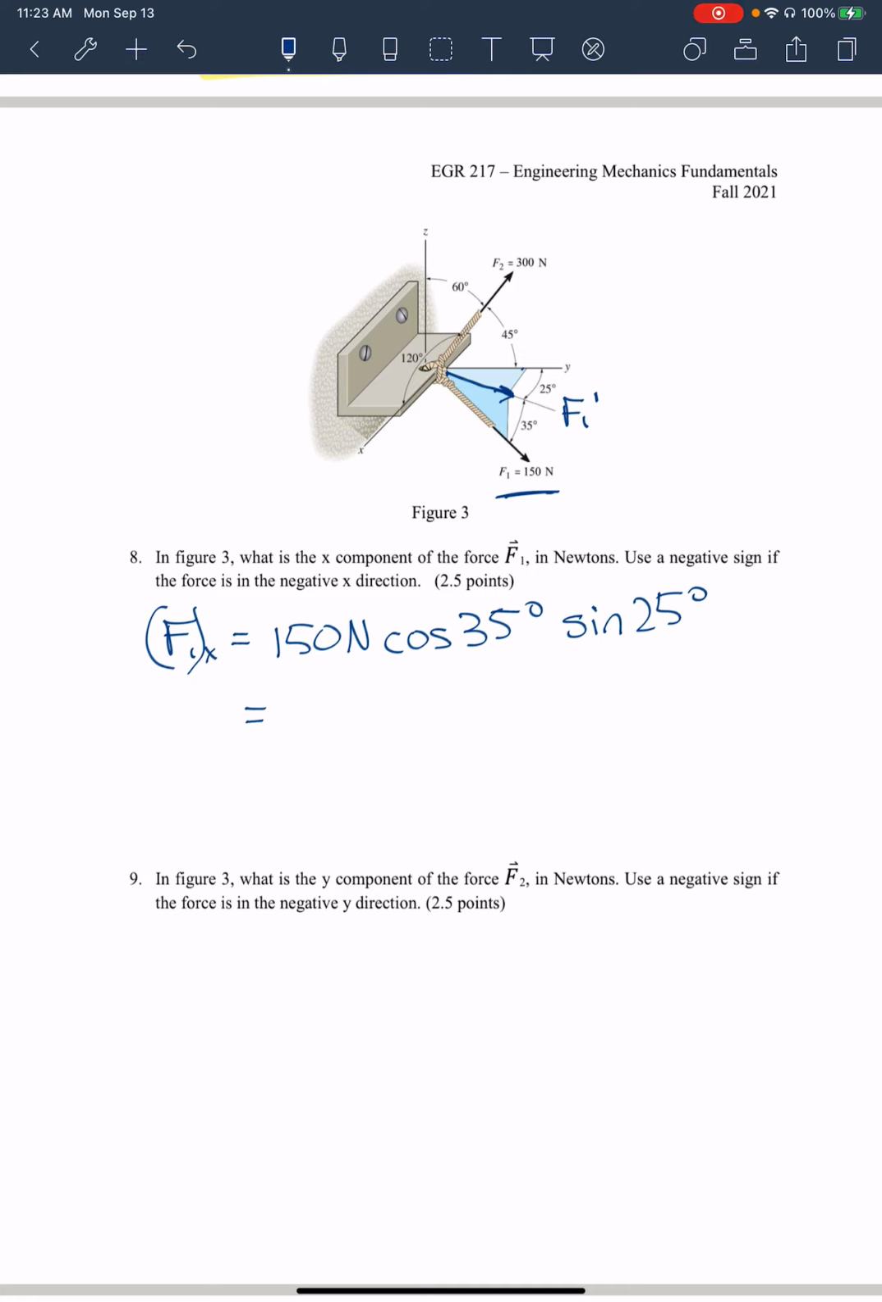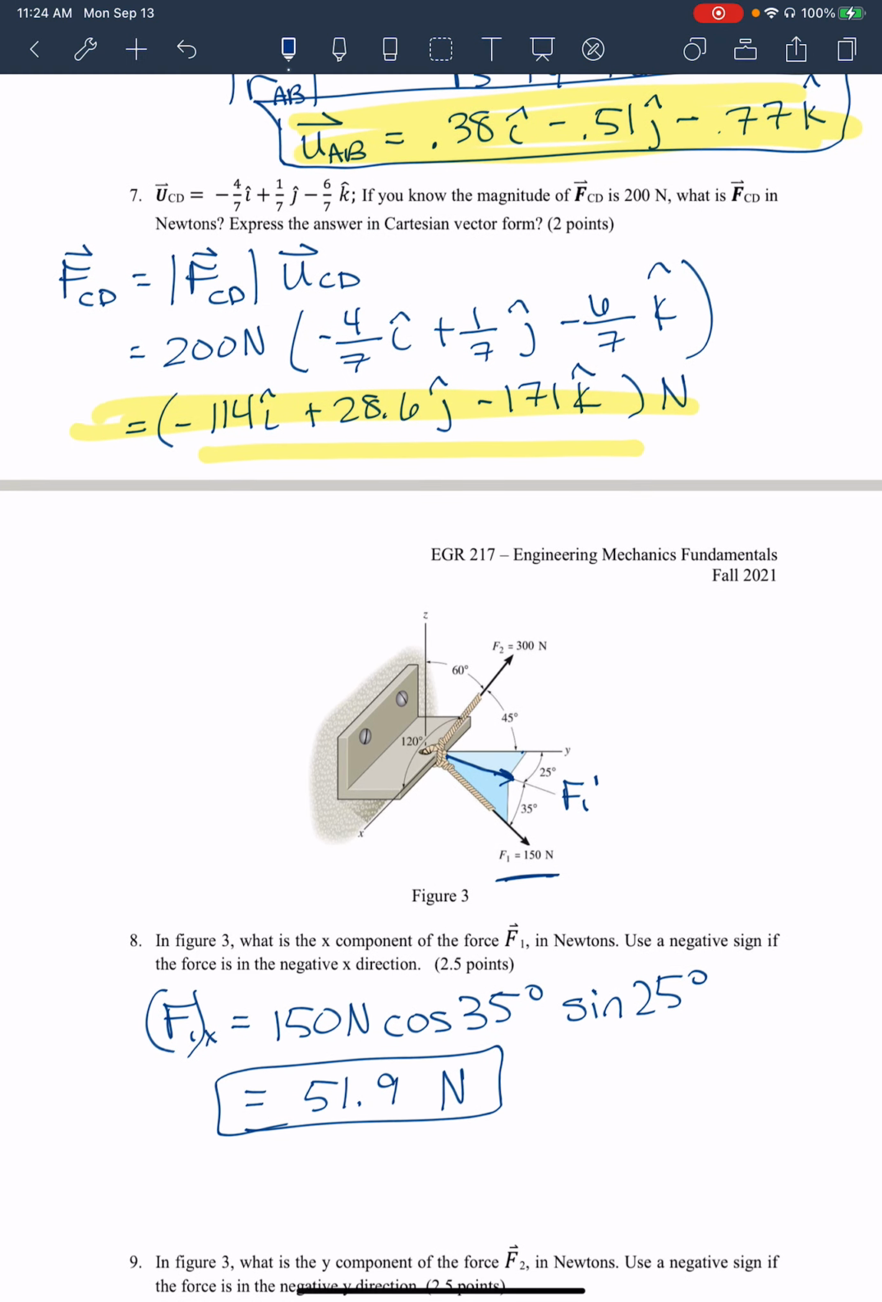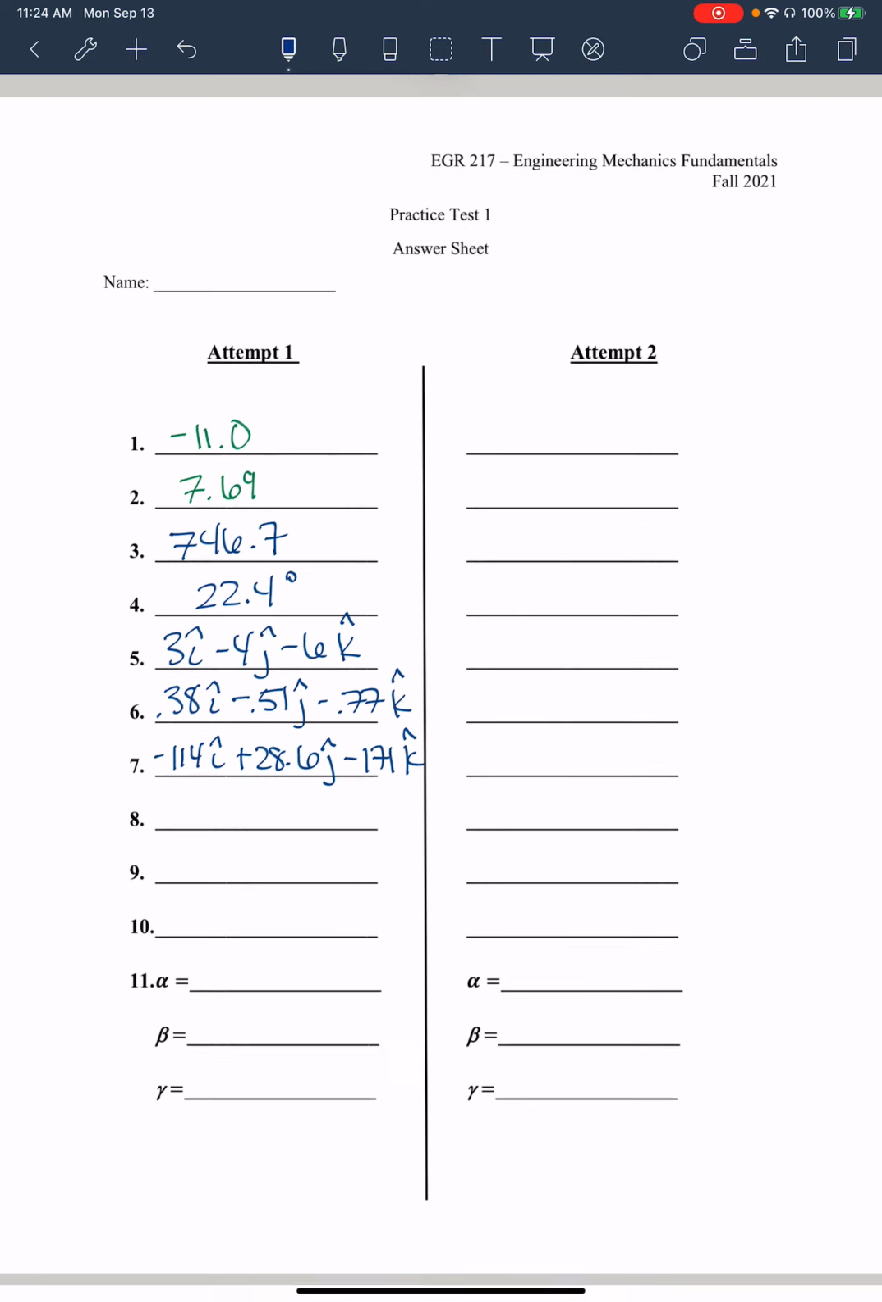150 times cosine of 35 times sine of 25. We get 51.9 newtons. It says use a negative sign if it's in the negative x direction. You can see from the drawing up here that F1 is pointed towards the positive x direction, so it is positive just as a check. So it's 51.9. Write that on the front. Sorry for the jumping back and forth.